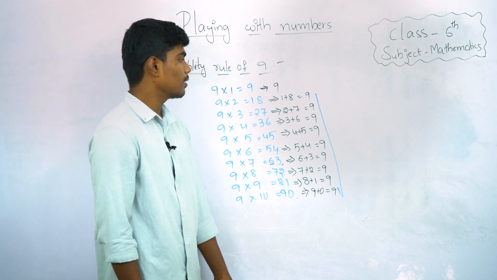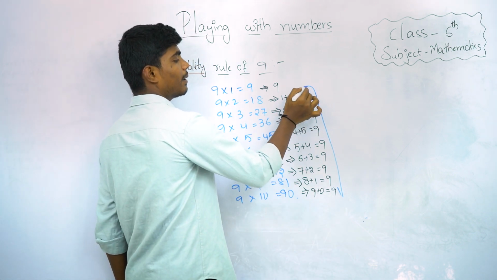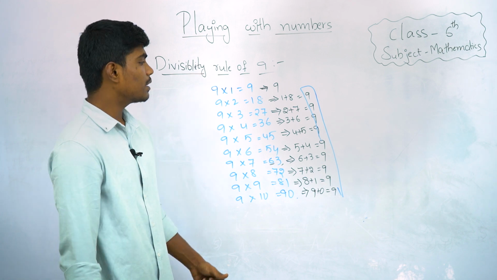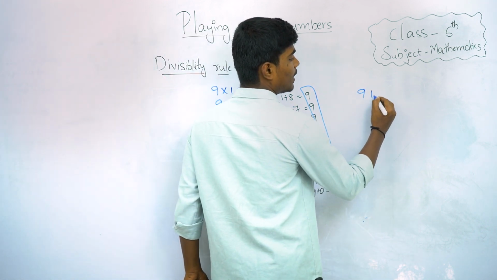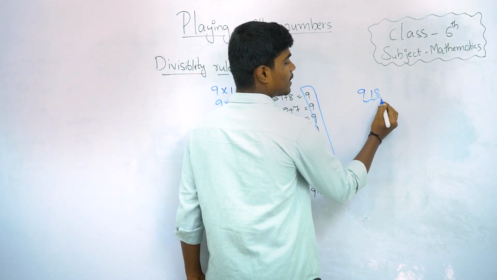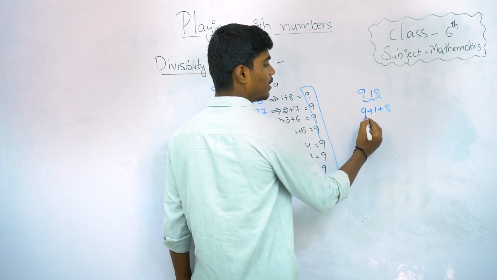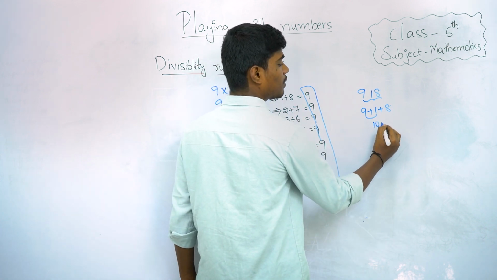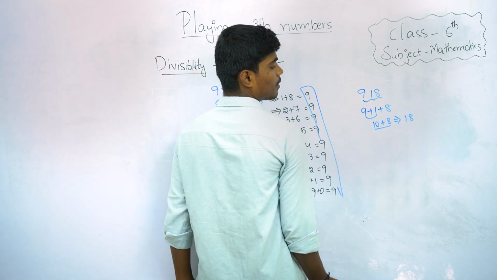Okay, then what we can conclude: if the sum of the digits is divisible by 9, then the number is divisible by 9. Let's take 918. Here, let's add the digits: 9 plus 1 plus 8. 9 plus 1 is 10, and 10 plus 8 is 18.